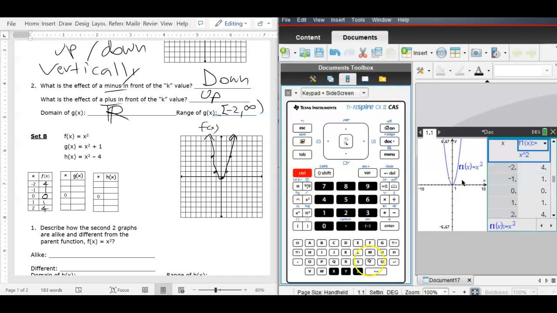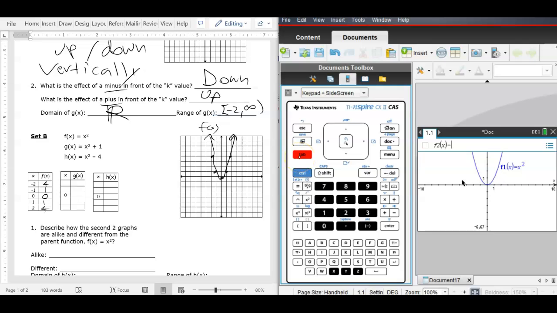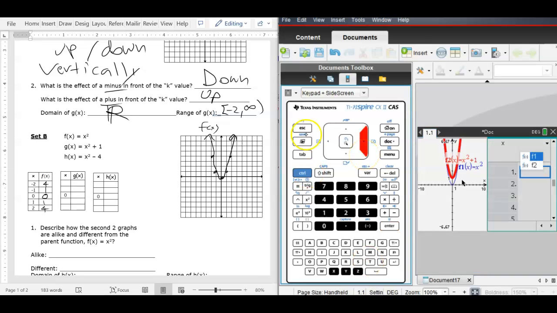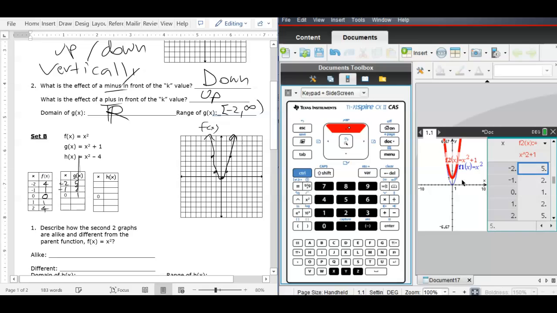Hit tab. Nope, Control T, sorry. Tab. X squared plus 1. Moves it up a little bit. Control T, go to the right one. All right. -2, 5; -1, 2; 0, 1; 1, 2; 2, 5. All right, and then that inside one is g of x. It's shifted up. And then Control T, get rid of that table.